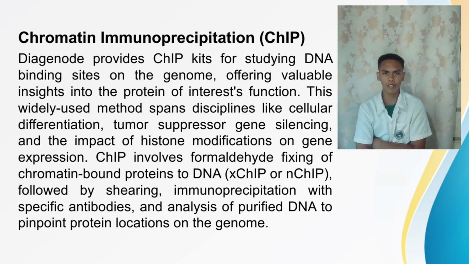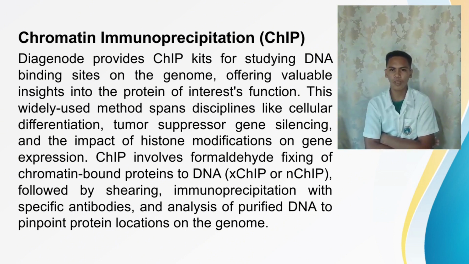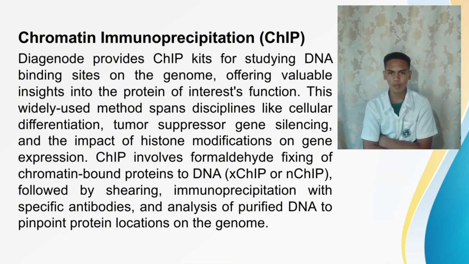Chromatin immunoprecipitation. A key technique for studying DNA binding of proteins on the genome, offering valuable insights into the protein of interest's function. This method is used across disciplines, such as differentiation, tumor suppressor gene silencing, and the impact of histone modification on gene expression.